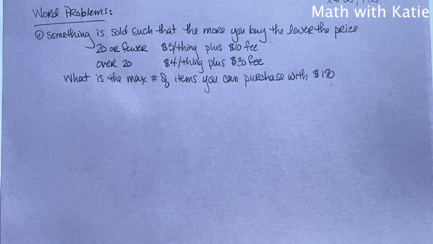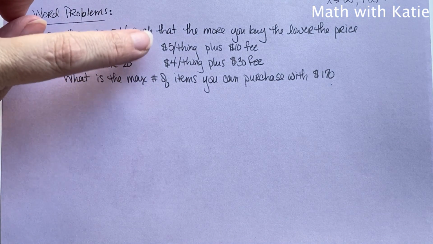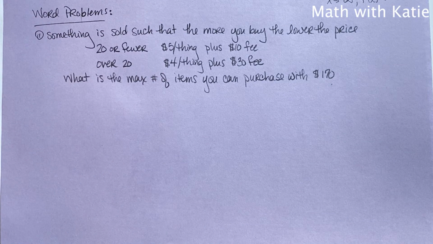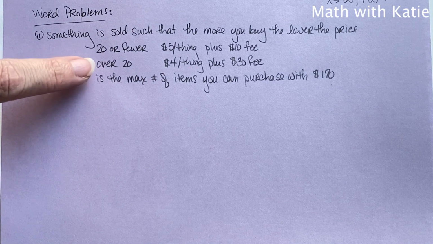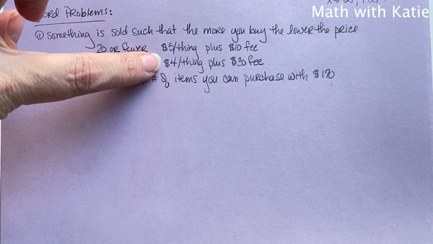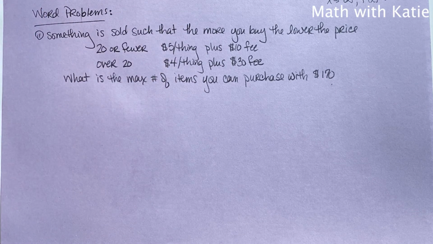Okay, so this first one: something is sold such that the more you buy, the lower the price goes. So if you buy 20 or fewer items, it's $5 per item plus a $10 fee. If you buy over 20, it's going to be $4 per item plus a $30 fee. So what is the max number of items you can purchase with $170?